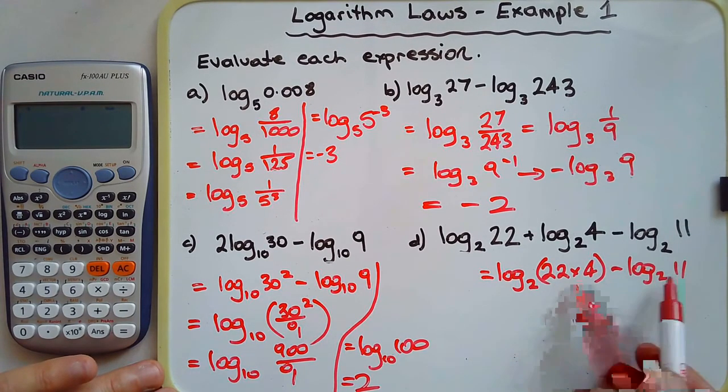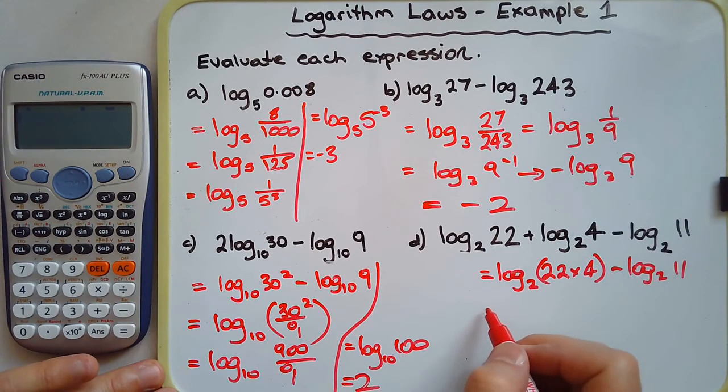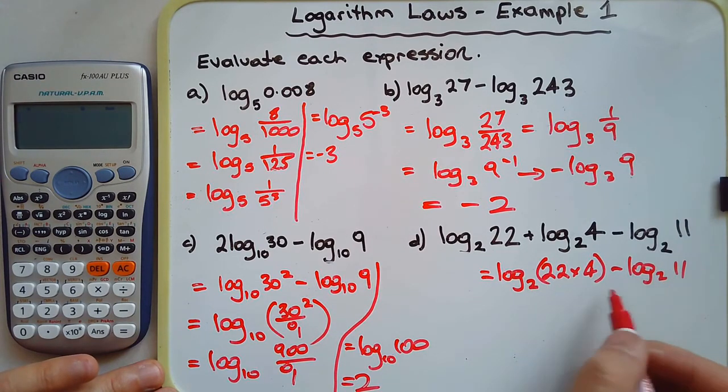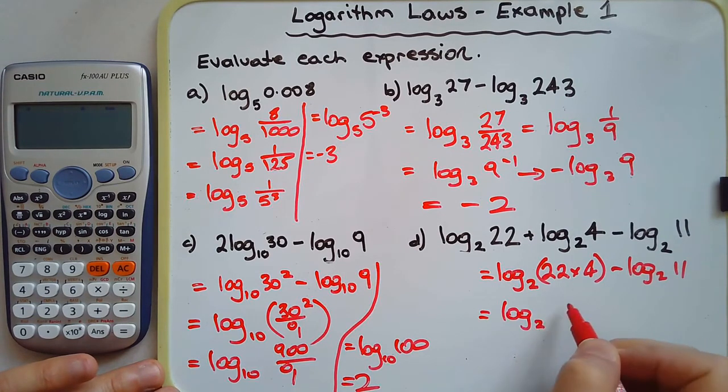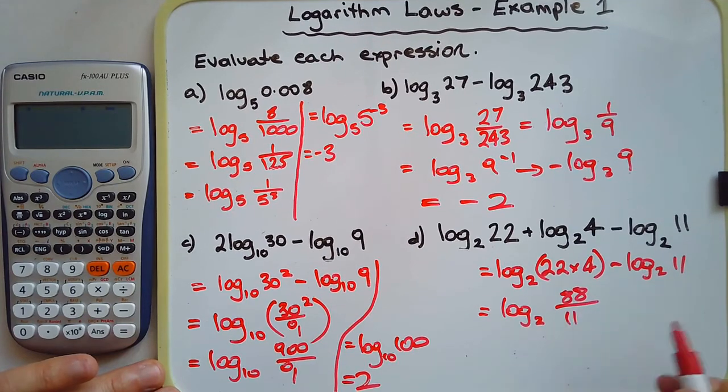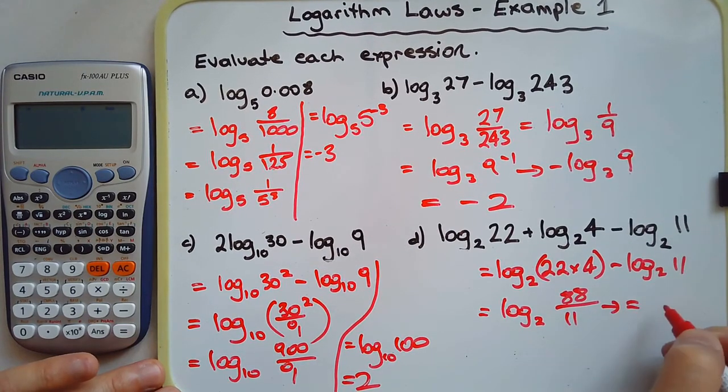This can now be expressed as a quotient. Again, so this is log law 1. Now we're going to apply log law number 2. So log base 2, now 22 times 4 is 88 over 11, which is equal to log base 2 of 8, which is equal to 3.